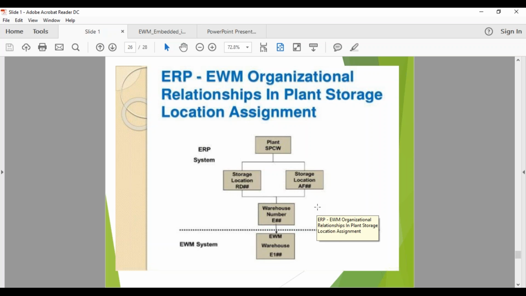Ram, just one request. Can you show in the SAP screen where I can find the EWM transactions, like in the easy access? Is a separate node available or do I have to go somewhere else? One sec, I'll show you.